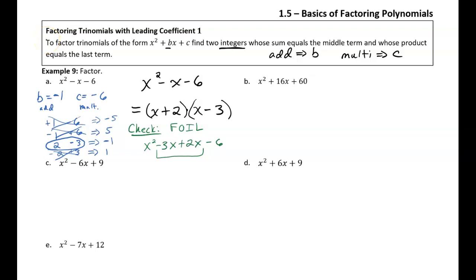NCBM 0324, Section 1.5, Basics of Factoring Polynomials, Part 6.